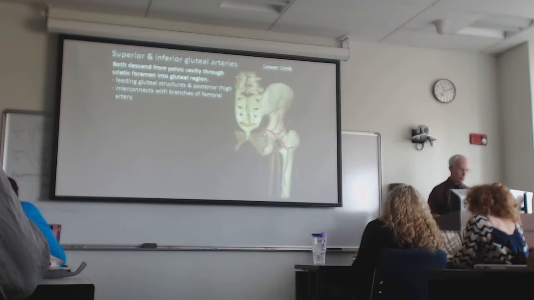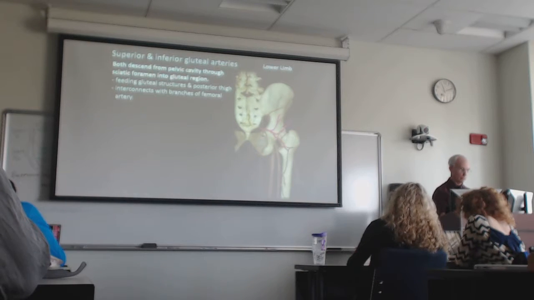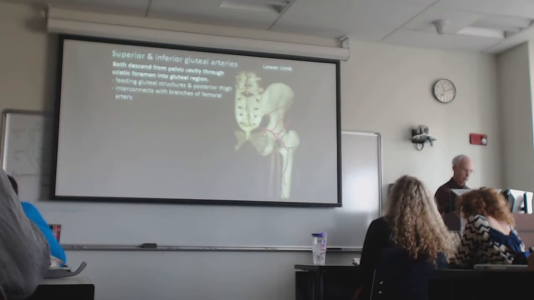The gluteal arteries, you can see them illustrated here. These are important, and again, flexion and extension of the hip. We're looking here at the superior gluteal, the red is the superior gluteal, sort of descending there. That's the inferior gluteal.